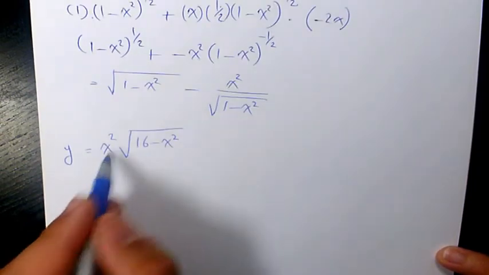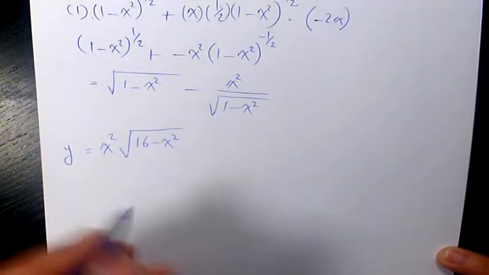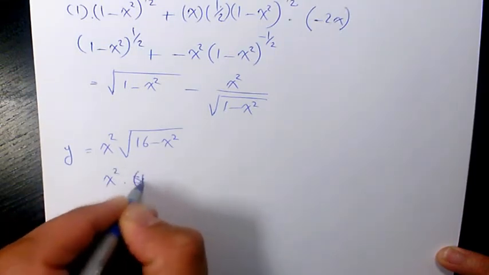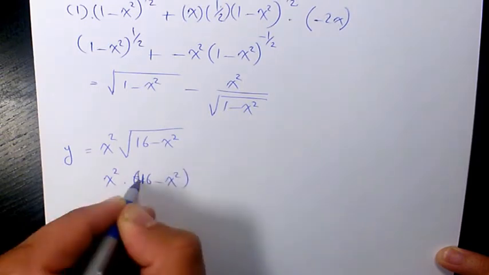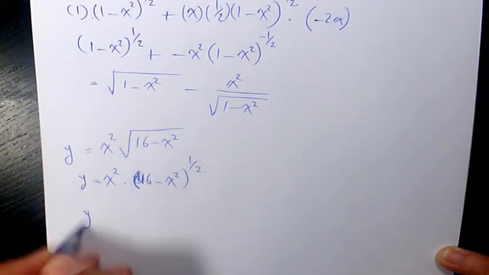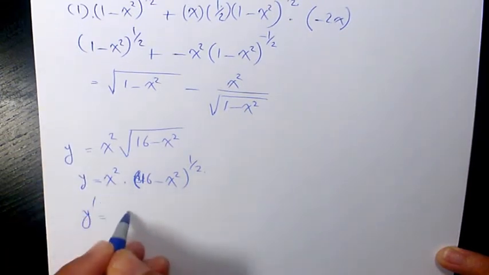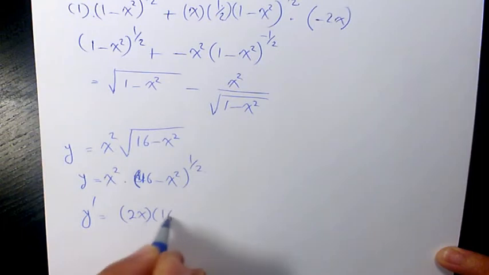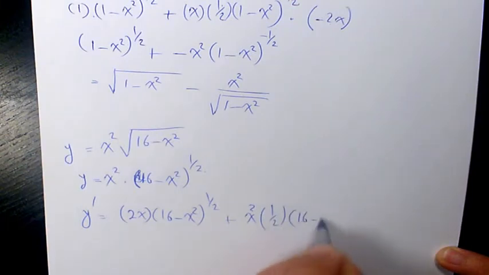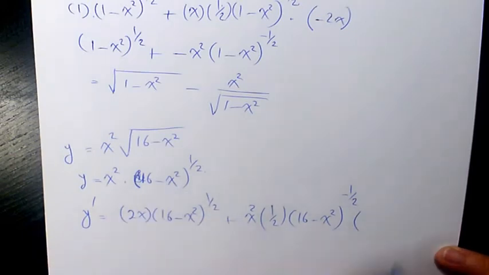Next example, x squared times the square root of 16 minus x squared. So we have x squared times (16 minus x squared) to the power of 1 over 2. Same method: y prime will be the derivative of x squared, which is 2x, times (16 minus x squared) to the power of 1 over 2, plus x squared times 1 over 2 times (16 minus x squared) to the power of negative 1 over 2 times the derivative of 16 minus x squared, which is negative 2x.